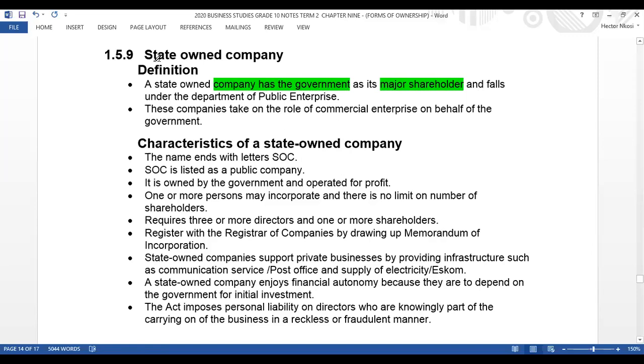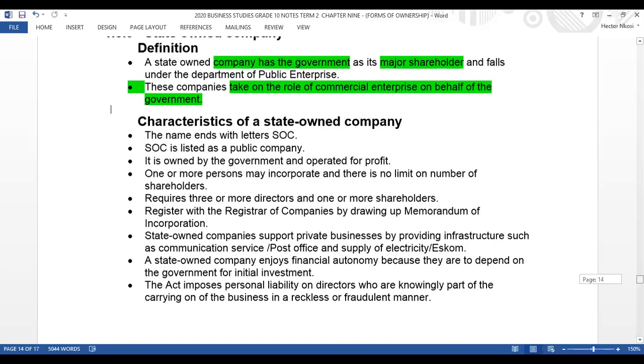Now, bullet number 2 says these companies take on the role of the commercial enterprise on behalf of the government. So it's very important: they take on the role of the commercial enterprise on behalf of the government. Does it make sense? So we now know what a state-owned company is. You should be able to know that. It's when a major shareholder is the government. That's where we can say it's a state-owned company.